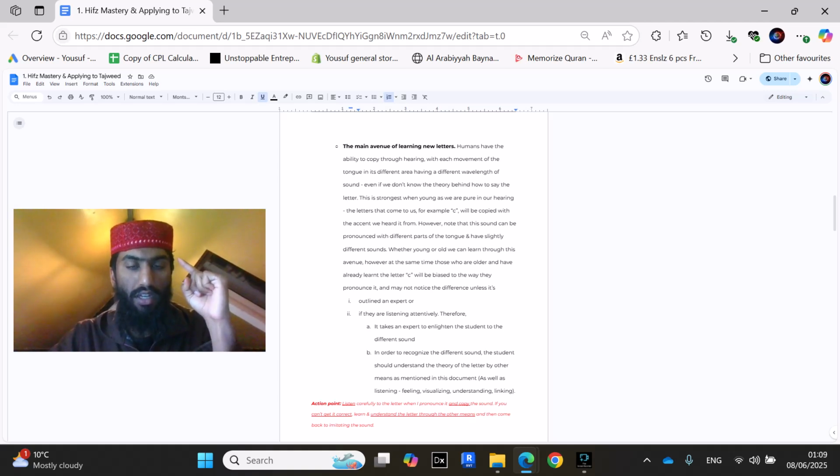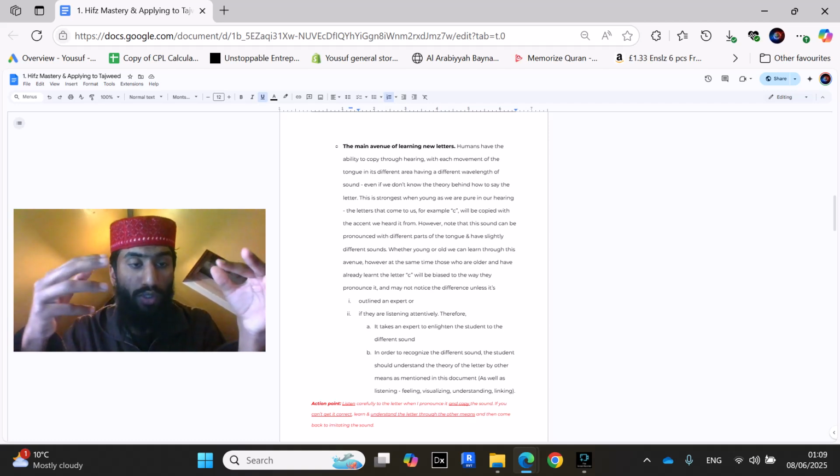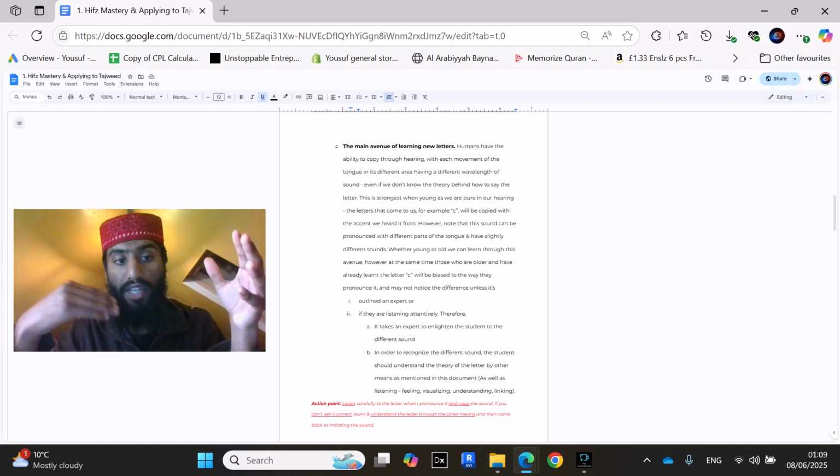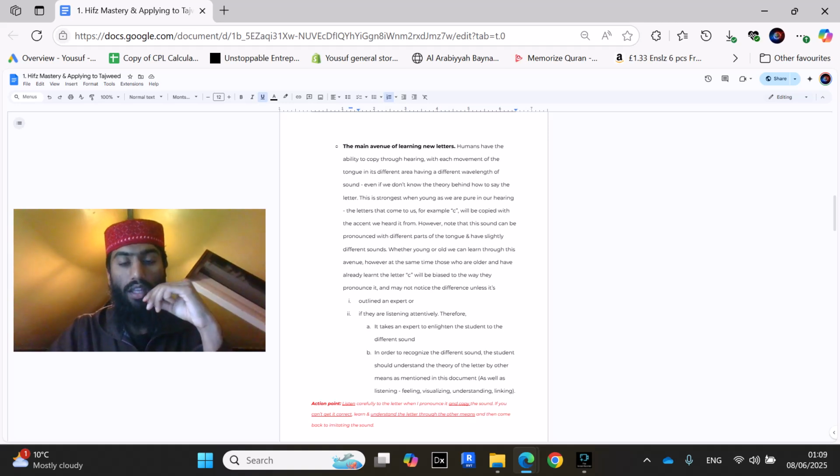This is the strongest when you're young and pure in your hearing, because as letters come to us, for example, C, they'll be copied straight away with the accent we've heard it from. And because we're pure in our hearing, when you're young, you're not biased to a certain accent, right? But note that also this sound can be pronounced with different parts of the tongue and have slightly different sounds or accents. So whether young or old, we can learn through this avenue.